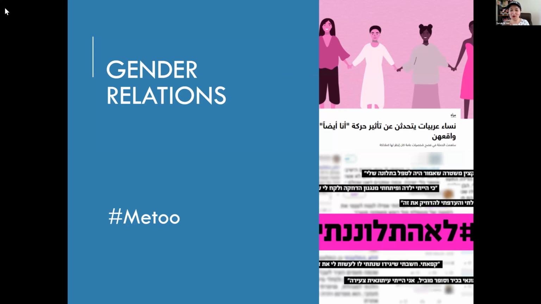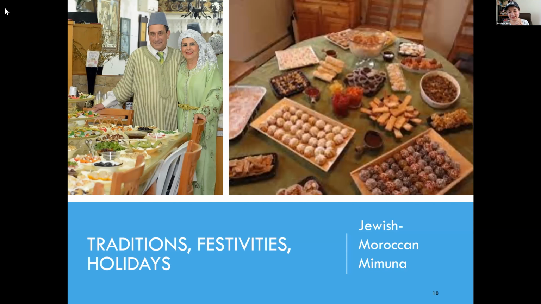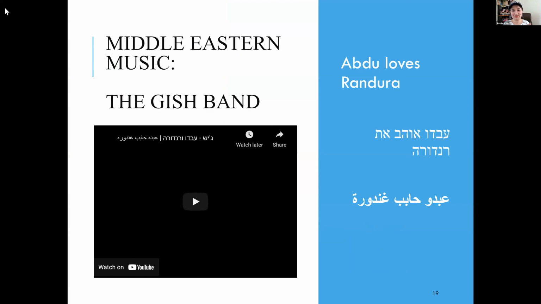Another part of the themes, and I want to stress here that these are not all of the themes that were included in the classes, but we're just trying to give you a highlight of some of them. So gender relations was one of the themes that was included, specifically the Me Too movement that was very high in the area in both contexts. Traditions, festivities, and holidays were also introduced as far as the Hebrew side is concerned. For instance, the Jewish Moroccan festivities of Mimouna were introduced.